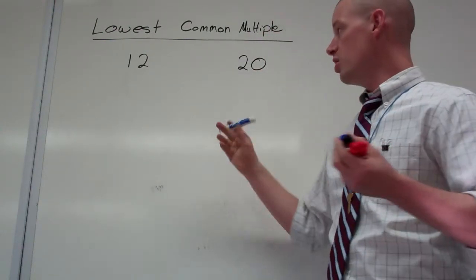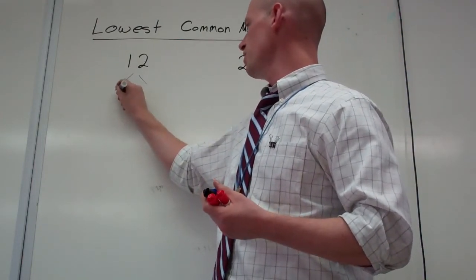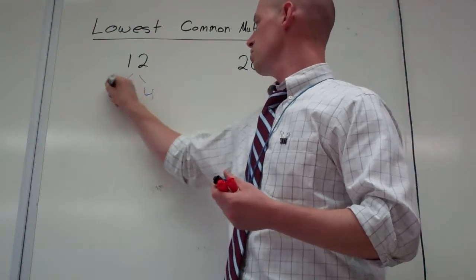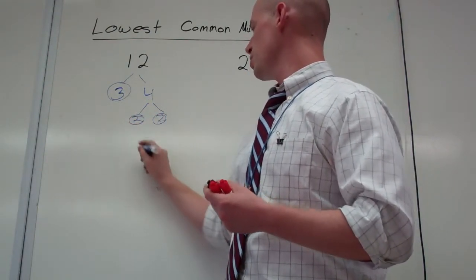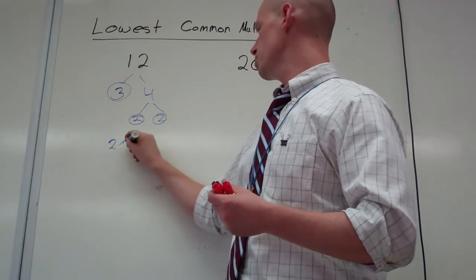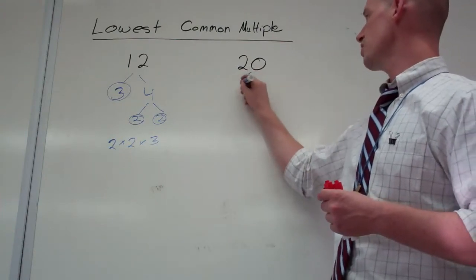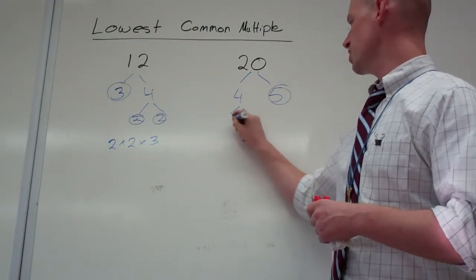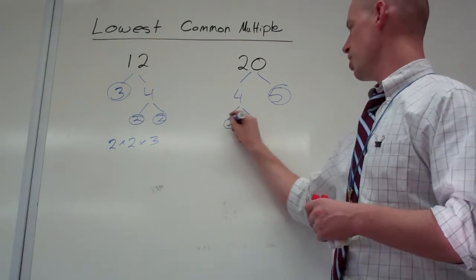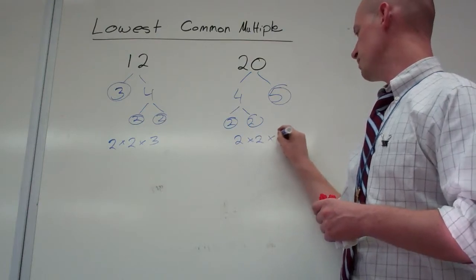So to do that, we'll do a quick little factor tree here. 12 breaks down to 3 and 4. 3 is prime. 4 breaks down to 2 and 2. So my prime factorization is 2 times 2 times 3. 20 breaks down to 4 times 5. 5 is prime. 4 again breaks down to 2 times 2. And my prime factorization here is 2 times 2 times 5.